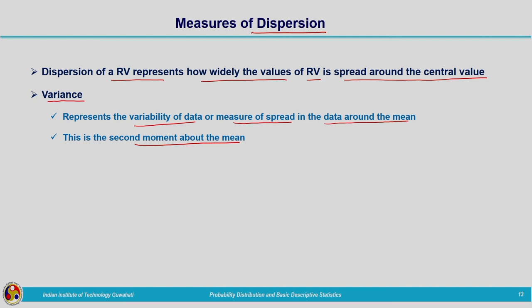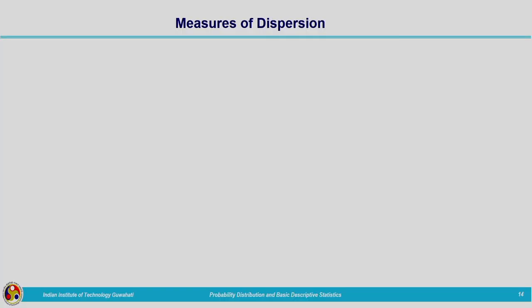You need to be careful. When we were discussing expected value, that was the first moment about the origin. Here, when we talk about variance and standard deviation, it is representing the second moment about the mean. It is not with respect to the origin, it is with respect to the mean value. Now, let us see what expressions are used for calculating this.